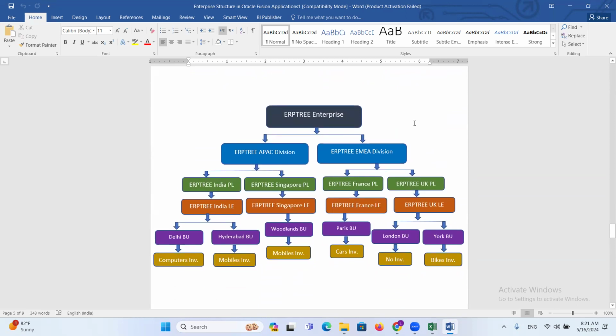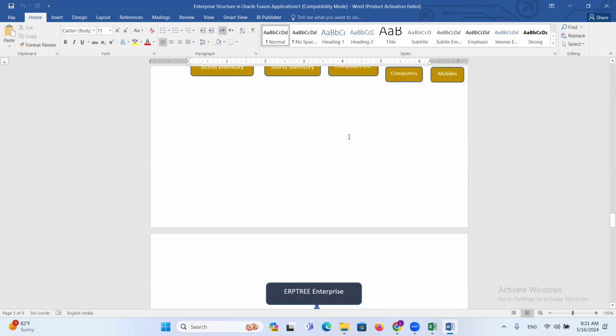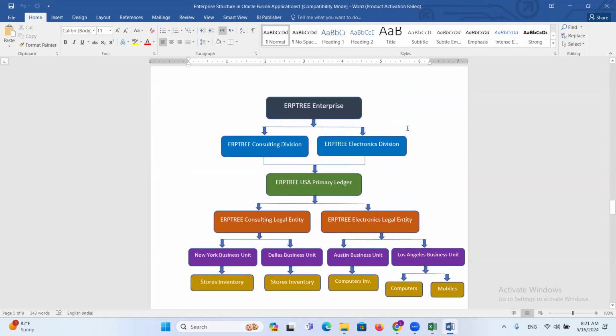A question on the previous one. Yeah. See, generally for the registration we need an address, right? Here you are saying business unit, New York business unit. That means the New York address, do we consider the location as a business unit?